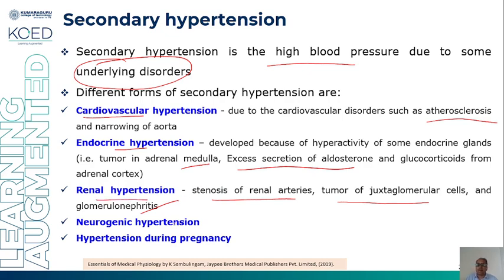Apart from that, problems with the nerves, or pregnancy, can also increase blood pressure. These are all secondary, so no need to worry; very few people suffer from these. The major type is primary hypertension.